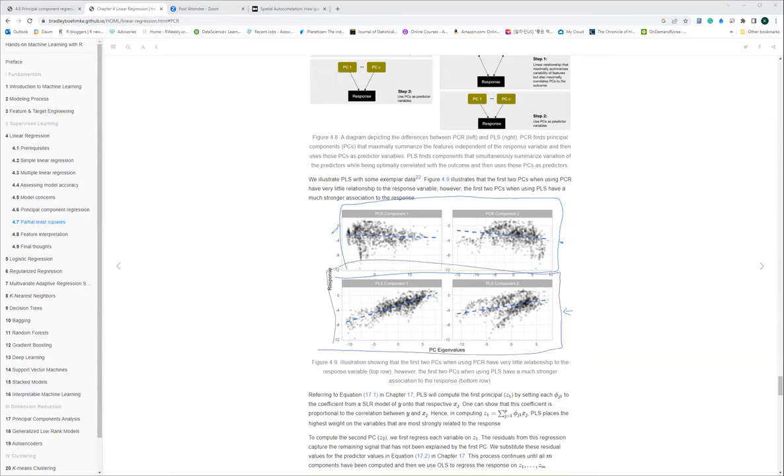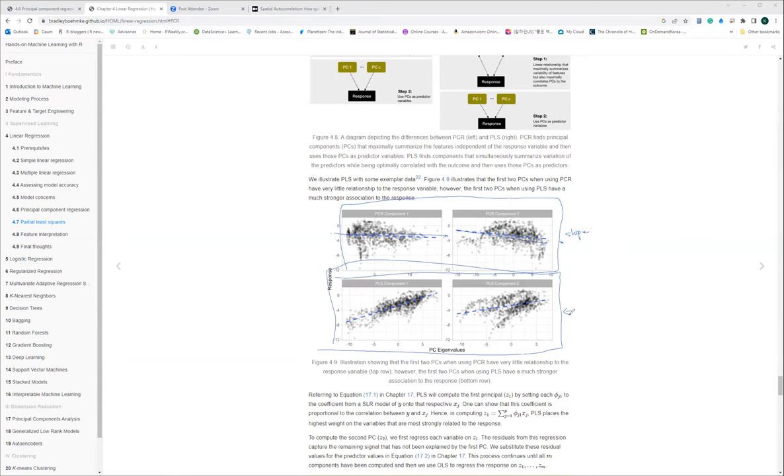Actually, there is a clear difference, because when we use the principal component regression, it is pretty hard to recognize a linear regression relationship because the slope is not that steep. So that means there is no clear relationship between the principal components and the outcome.